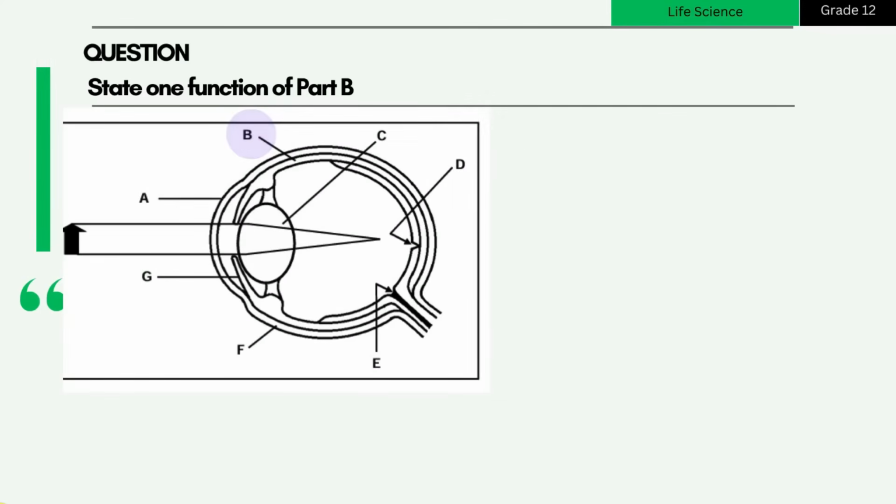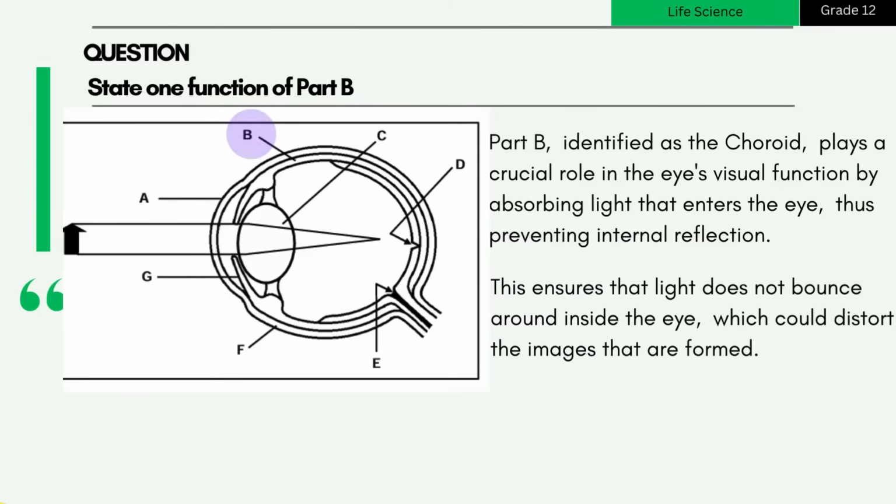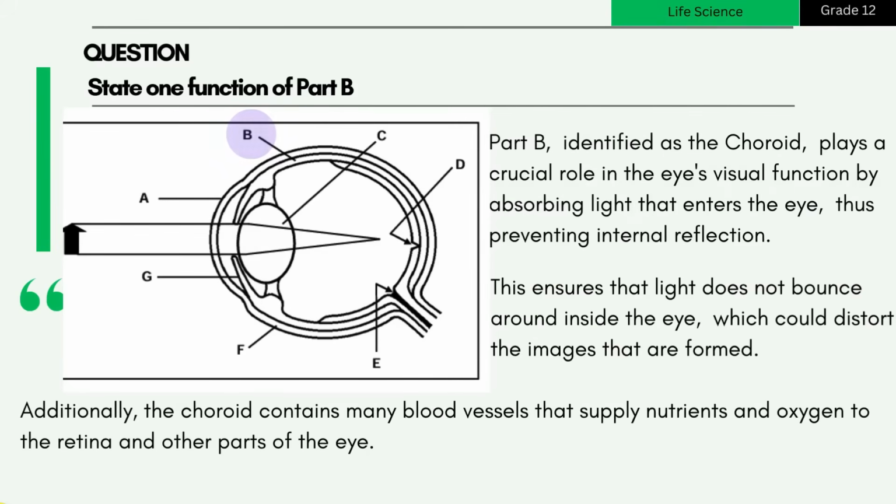Question. State 1 function of Part B. Part B, identified as the choroid, plays a crucial role in the eye's visual function by absorbing light that enters the eye, thus preventing internal reflection. This ensures that light does not bounce around inside the eye, which could distort the images that are formed. Additionally, the choroid contains many blood vessels that supply nutrients and oxygen to the retina and other parts of the eye.